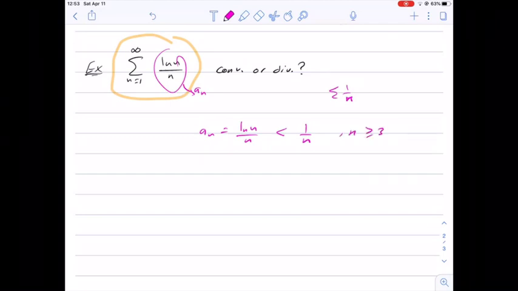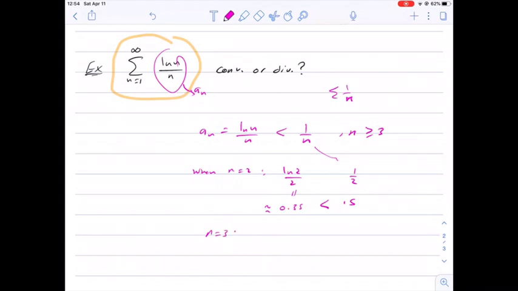So 1 over n, for n greater than or equal to 3, we can try some values. For example, when n equals 2, we have natural log 2 over 2. Using a calculator, we get approximately 0.35. And the right hand side is 1/2, which is 0.5. So this is less than 1 over n.